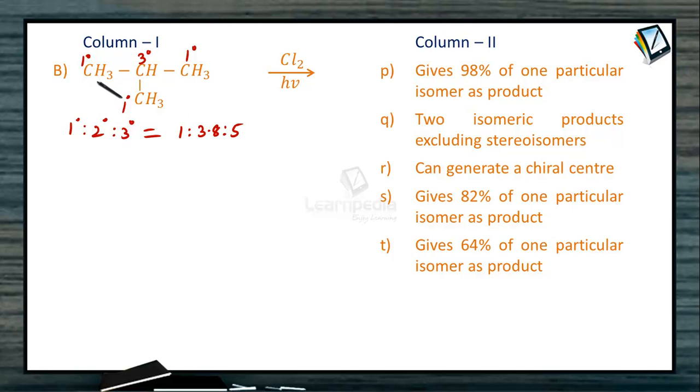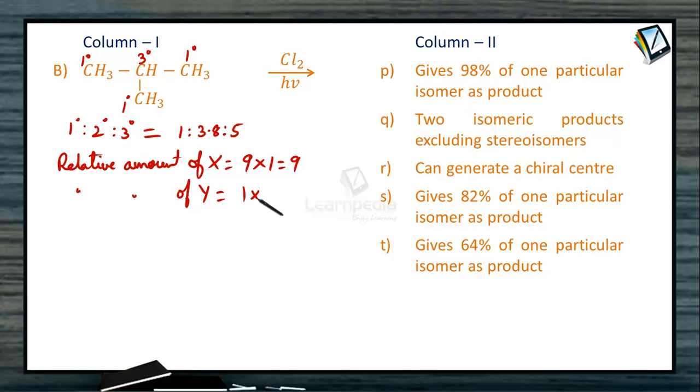Let us say that the product formed by the replacement of any of the primary hydrogens is X. So the relative amount of X is equal to the number of primary hydrogens, 9, multiplied by 1, that is 9. Let me say that the product formed is Y when this tertiary hydrogen is replaced by chlorine. So now the relative amount of Y is equal to the one tertiary hydrogen multiplied by its reactivity, that is 5. So the total amount becomes 14. So now the percentage of X is equal to 9 upon 14 into 100.